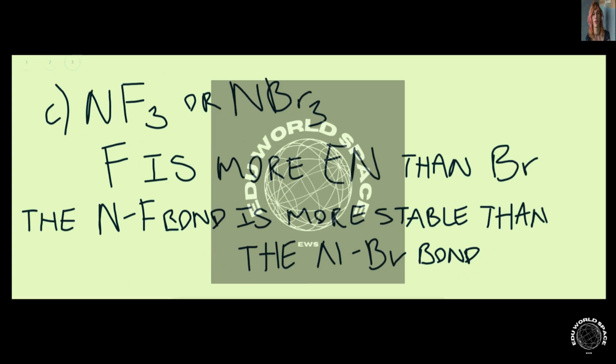In C, we have NF3 or NBr3. So the difference between NF3 and NBr3 is that fluorine is more electronegative than bromine, and nitrogen itself is already pretty electronegative. So the nitrogen-fluorine bond is more stable than the nitrogen-bromine bond because of this difference in electronegativity. So NF3 is much more stable than NBr3.